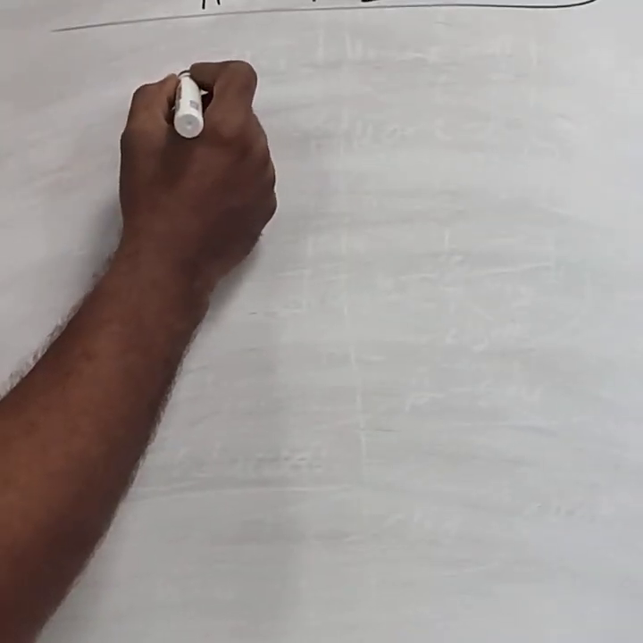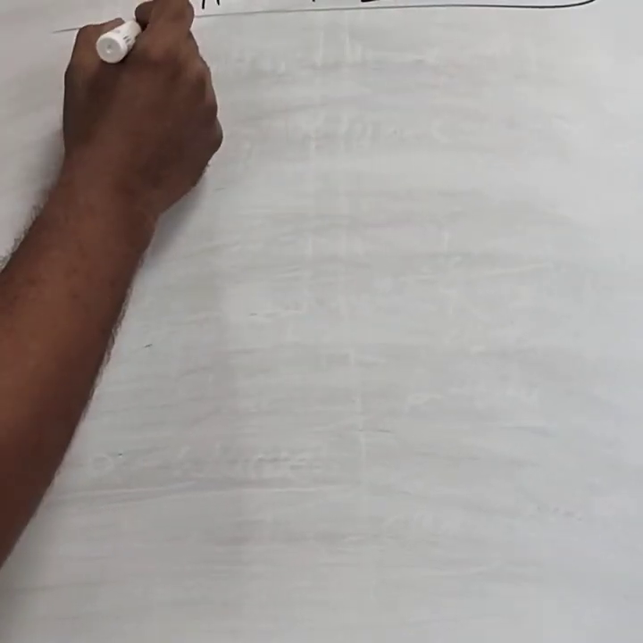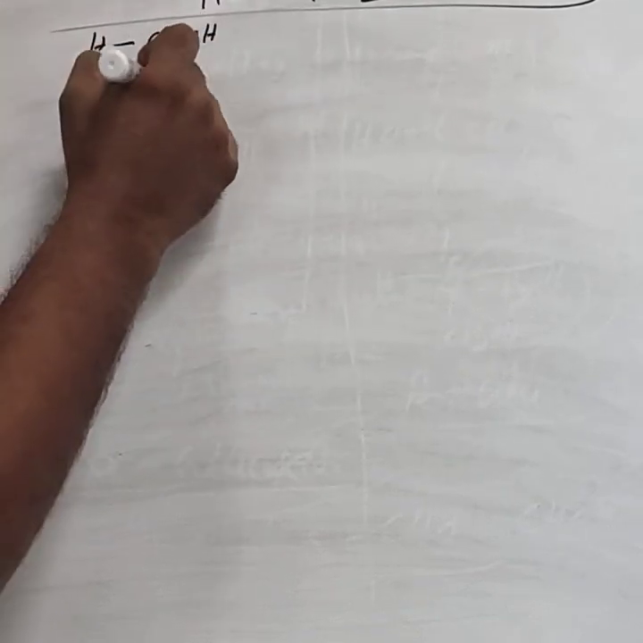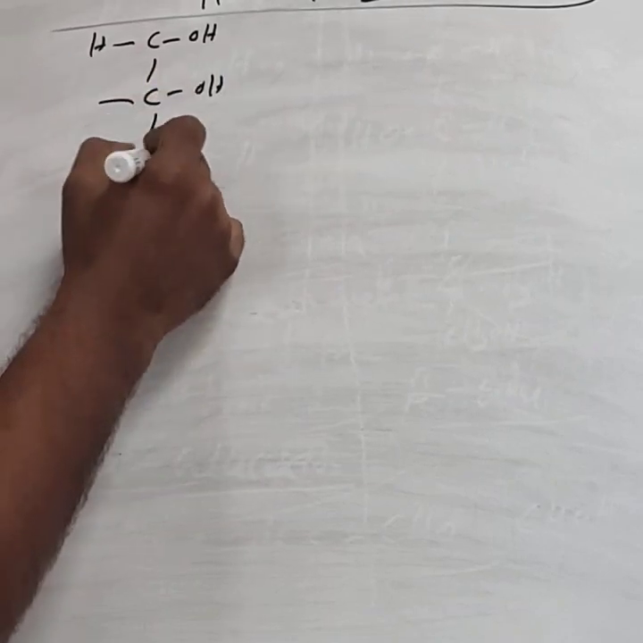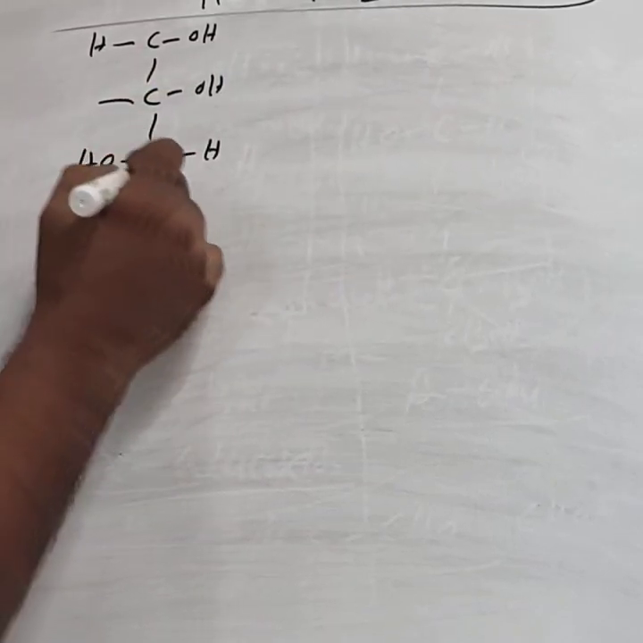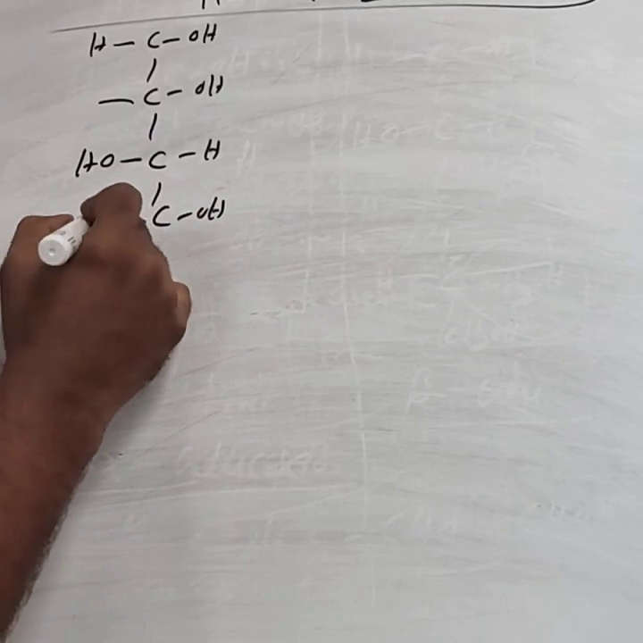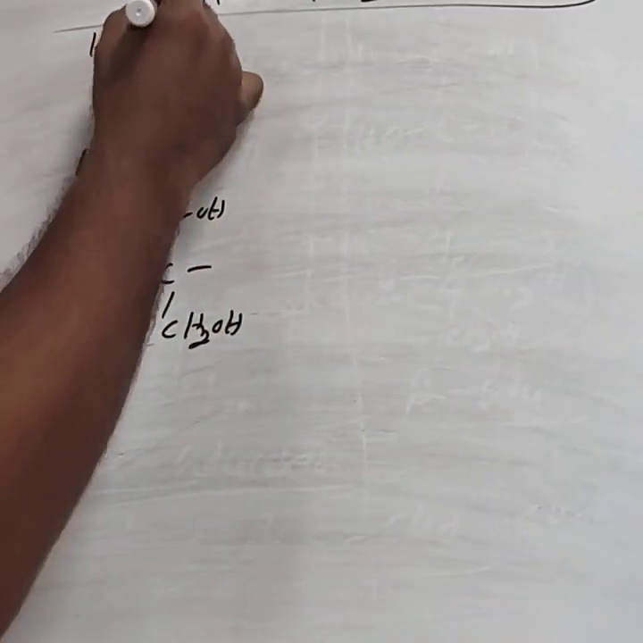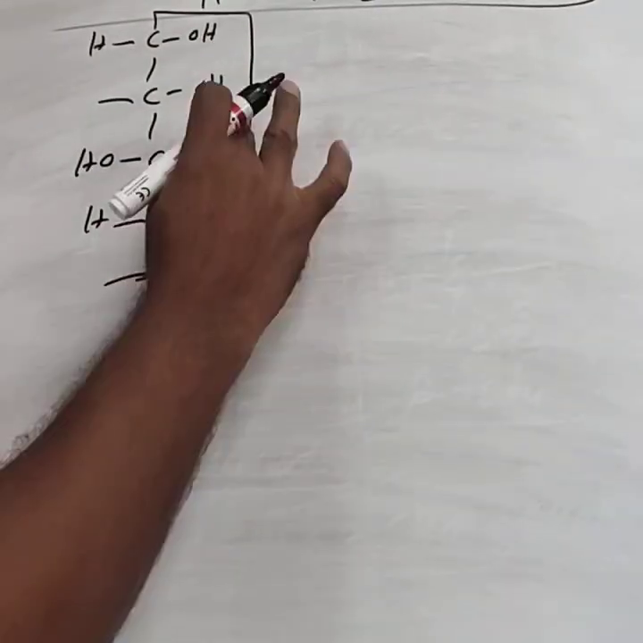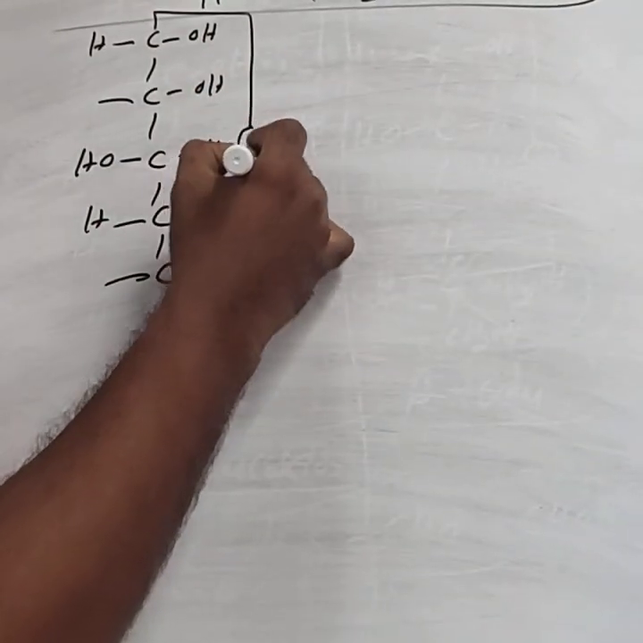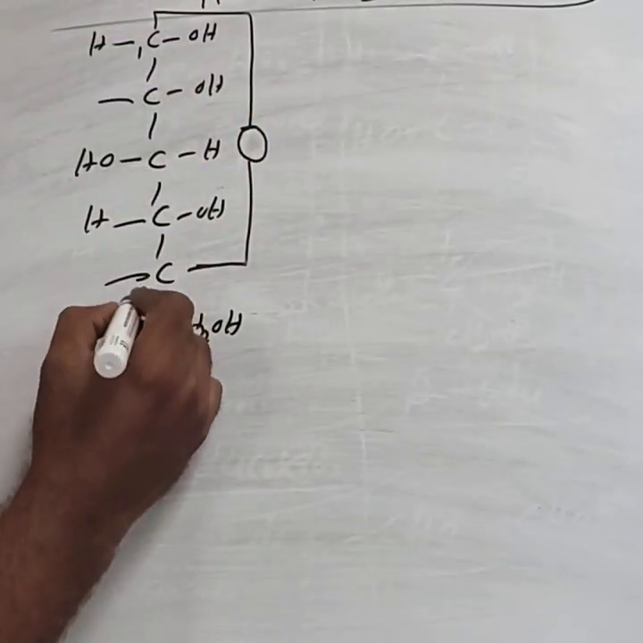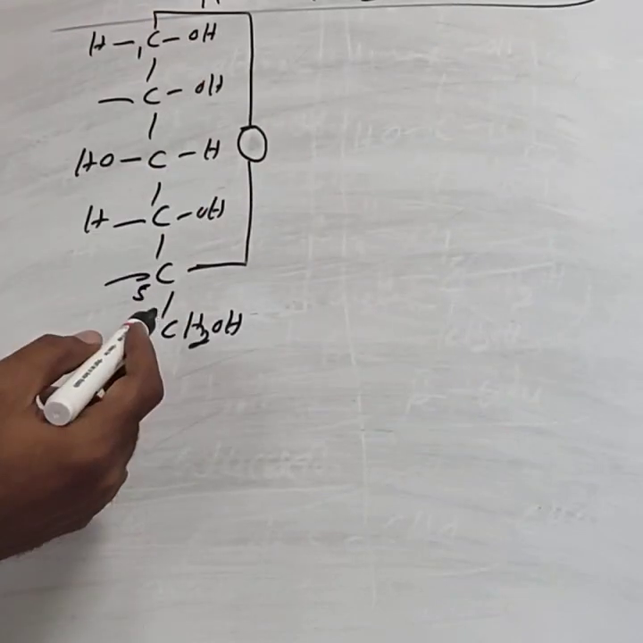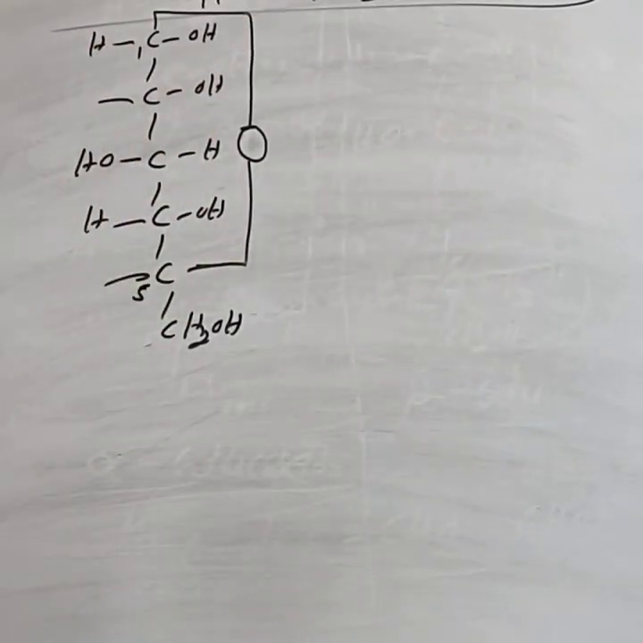I will just give an idea. To write the Haworth structure, I will consider the cyclic structure: CHOH, COH, CHOH, COH, CH2OH. This is the first carbon atom, and this one is the fifth carbon atom. These two carbon atoms, the first and the fifth, are joined by the oxygen. By assuming this cyclic structure, you can write the Haworth structure.